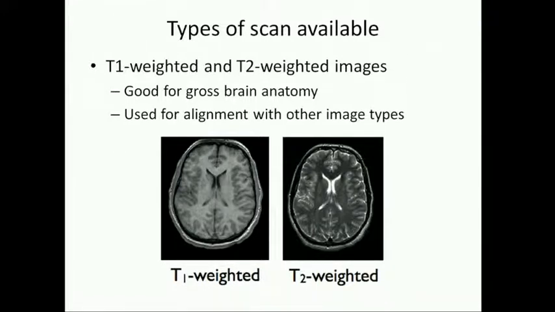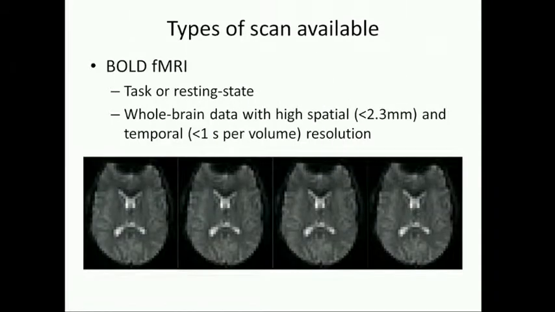These include T1 and T2 weighted images. So these are your structural images, which are sensitive to different tissue types. They're good for all kinds of gross brain anatomy, and they're also used to align the other types of scans to each other. We have bold fMRI scans, so you can use this when your subjects are doing a task or when they're in the resting state. And these are really, really high spatial and high temporal resolution compared with other bold protocols that are out there. And they give you data on the whole brain. So again, if you can do this, I recommend that you do, because the whole brain is better than part of the brain.